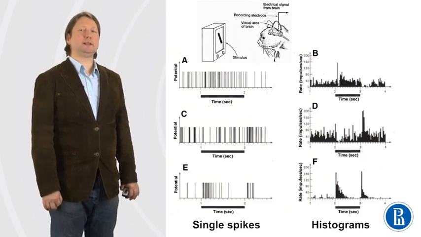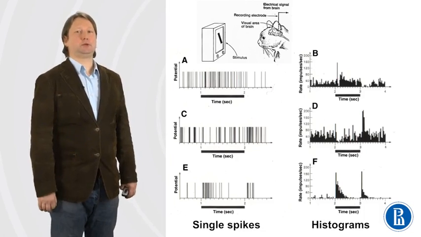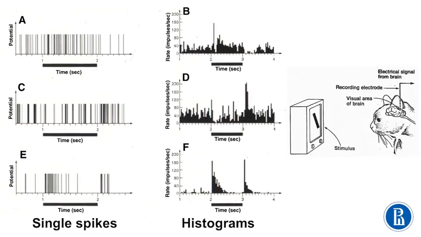Each vertical line here represents one spike, one action potential. You clearly see that the first neuron produces a lot of spikes, a lot of action potentials, during the presentation of the stimulus. The second neuron actually reacts to the offset of the stimulus, and the third neuron reacts to the onset and to the offset of the stimulus.